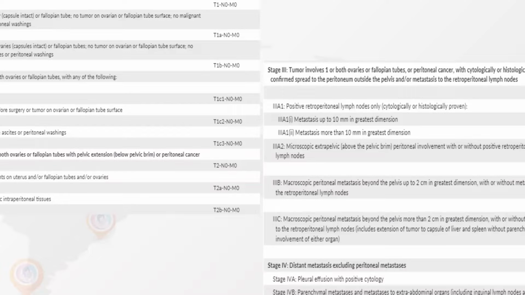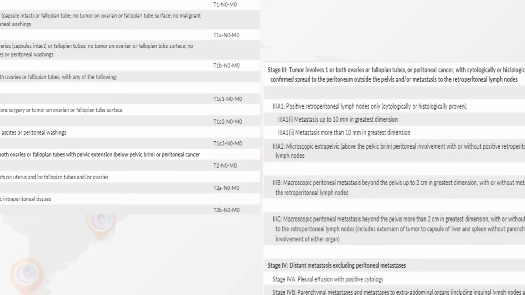Now coming to stage 3. So stage 3 is always lymph nodal involvement, usually considered as stage 3. So stage 3A1 is in case the retroperitoneal lymph nodes are positive. So what do we mean by retroperitoneal lymph nodes? This is a very common question which is asked by the students repeatedly. So retroperitoneal lymph nodes involve both the pelvic as well as the para-aortic lymph nodes. So in case the size of the metastasis is up to 1 centimeter, then it is 3A1(i). And in case it is more than 1 centimeter, then it is 3A1(ii).